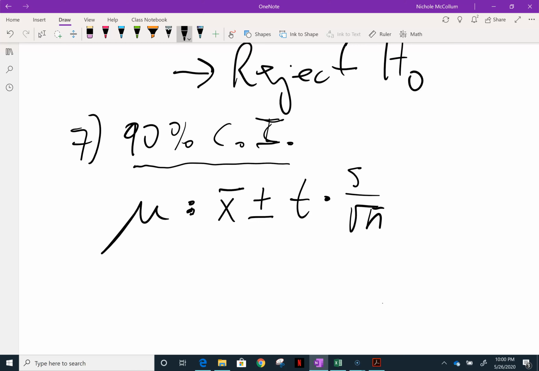I like to build them if I reject. That's the only time I build them. I build confidence intervals if I don't trust mu anymore. When do I not trust mu? If you reject. If you reject, you give me suspicion to believe that mu is different.